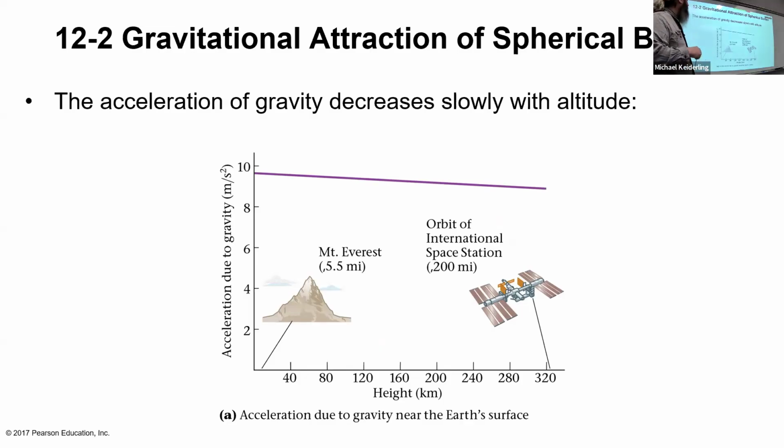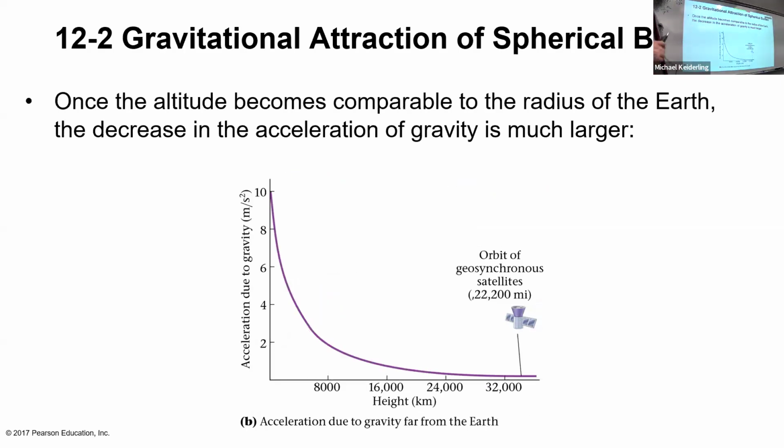If you think about that, the acceleration of gravity will decrease steadily with altitude. As you go to higher and higher altitudes, the acceleration of gravity gets smaller and smaller, which is why at the International Space Station the acceleration of gravity is about 8 and a bit, instead of 9.8, nearly 10. Once the altitude becomes comparable to the radius of the Earth, the decrease is a lot more. Out by the orbit of the geosynchronous satellites, the acceleration of gravity is a fraction of a meter per second squared.